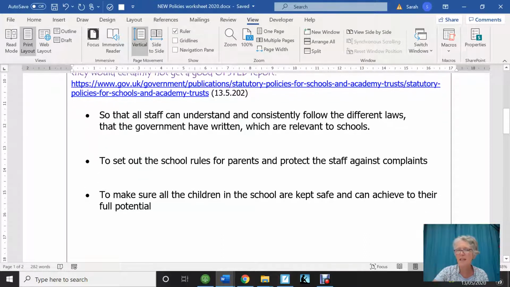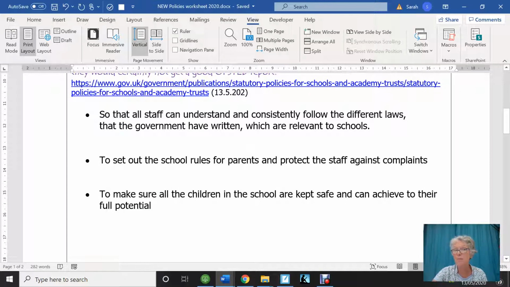The next reason is that schools need to write policies for the parents. It's kind of explaining the school rules to the parents. And if, for example, a parent came to complain, the school would be protecting their staff. They could say, look, this is what's written in the policy. Our member of staff was following the policy, and therefore, as a parent, that's what you should expect. And it will help to deal with complaints.